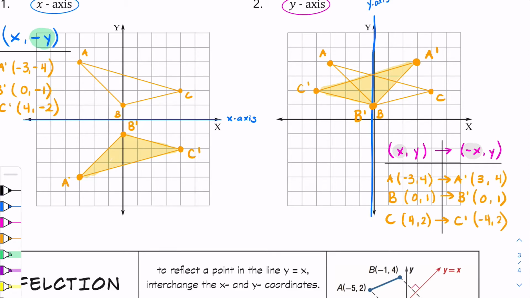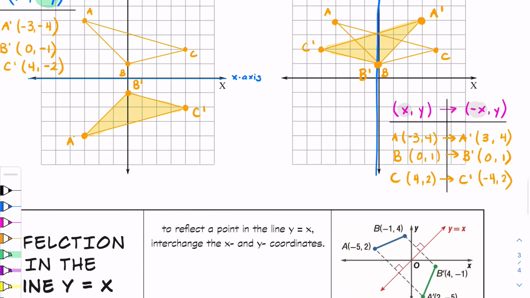You always have to work one point at a time. Trying to do the whole image at once is going to be difficult, especially when you have points on each side of the reflection line, like this one here, like number 2.